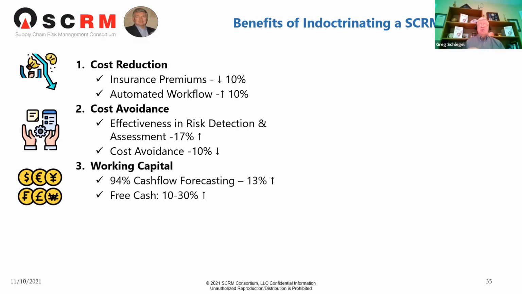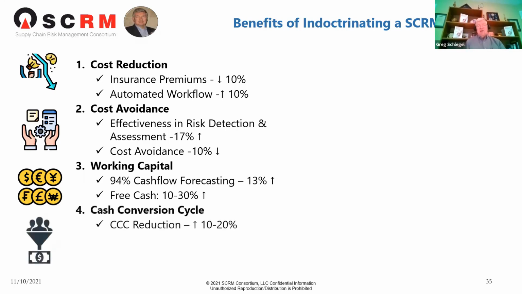Next, working capital. You can improve your working capital. These are some of the best in class metrics from Aberdeen Corporation. By good risk management, you can improve your cash flow forecasting for your financial group and free up 10 to 30% more in free working cash. And we have 2 more. Cash conversion cycle. We like this as a metric. It involves inventory, payables, and receivables. It's on Wikipedia. We don't have time to give you the definition, but we think it's a great metric to measure supply chain efficiency and effectiveness, and it's a risk mitigation methodology as well.